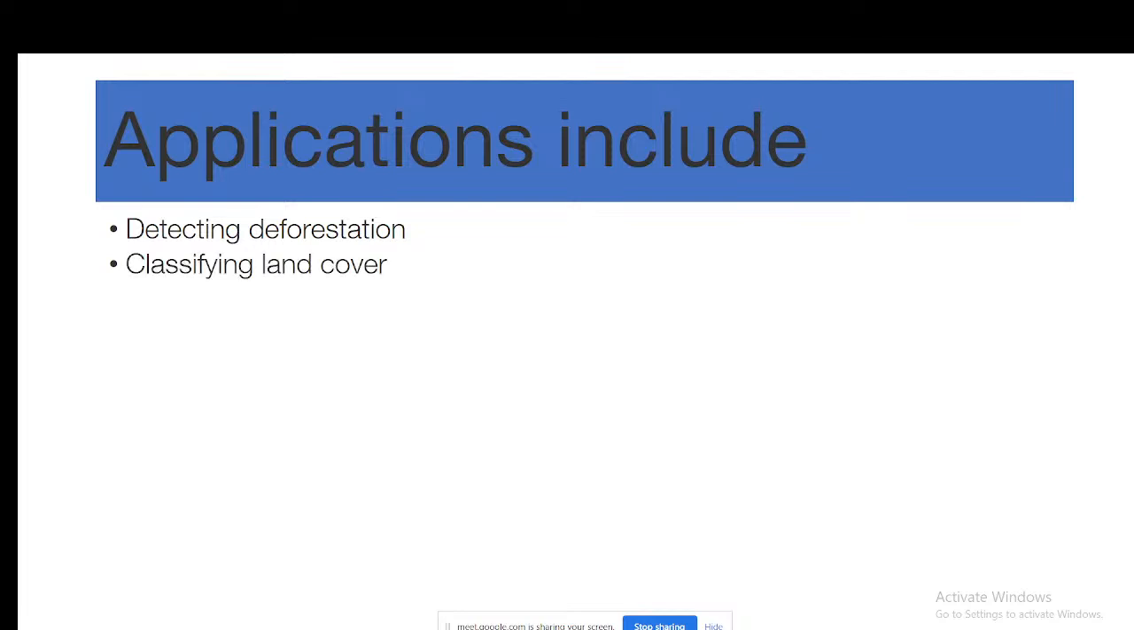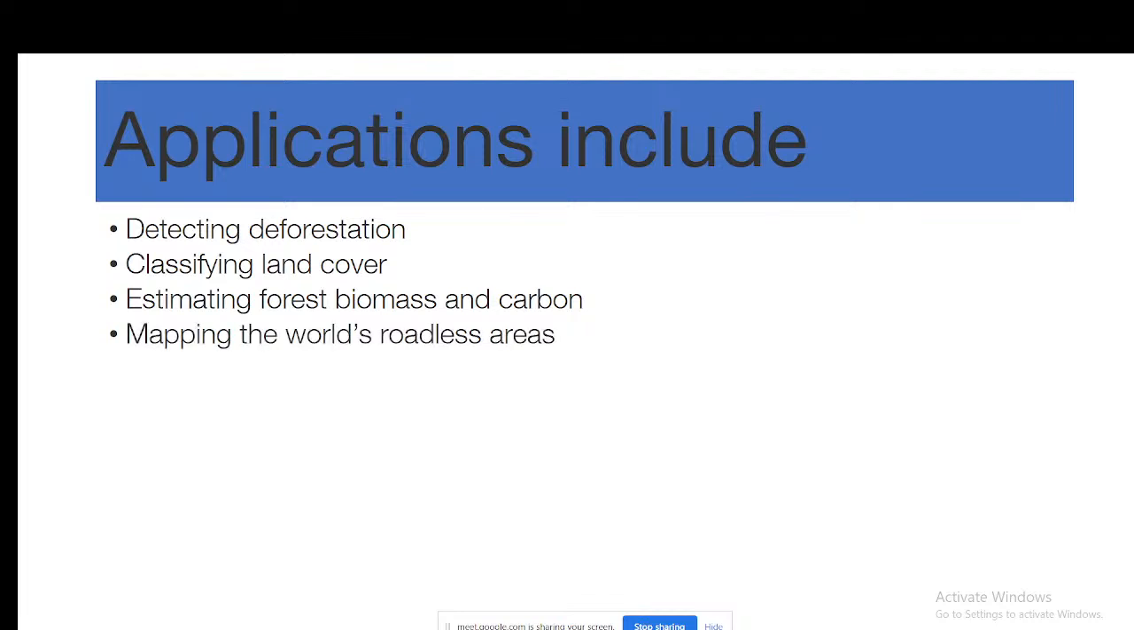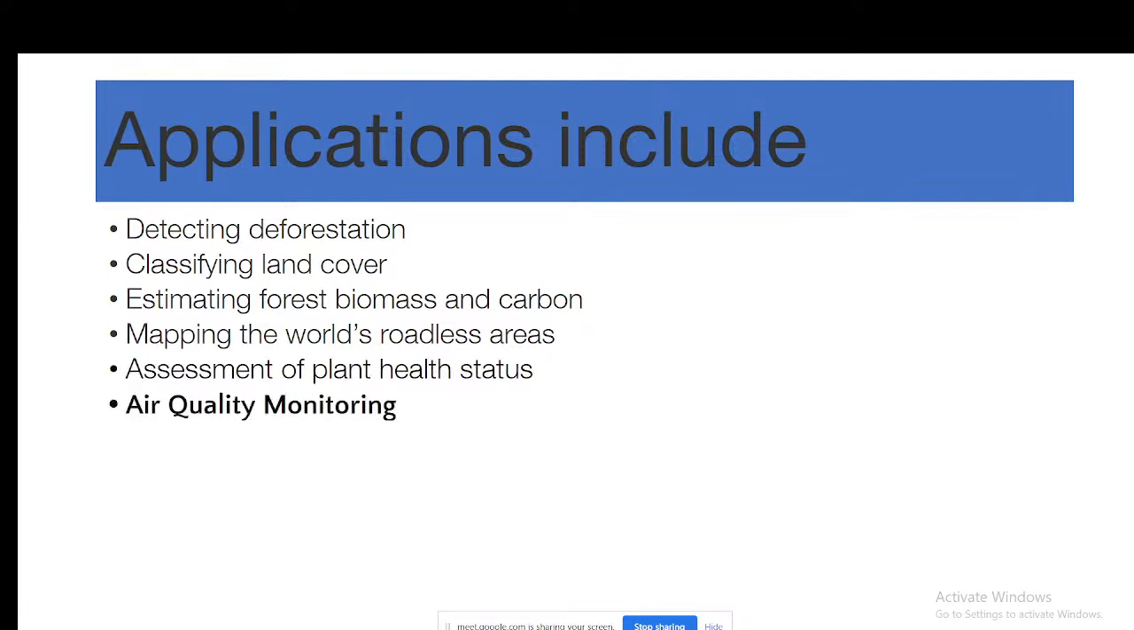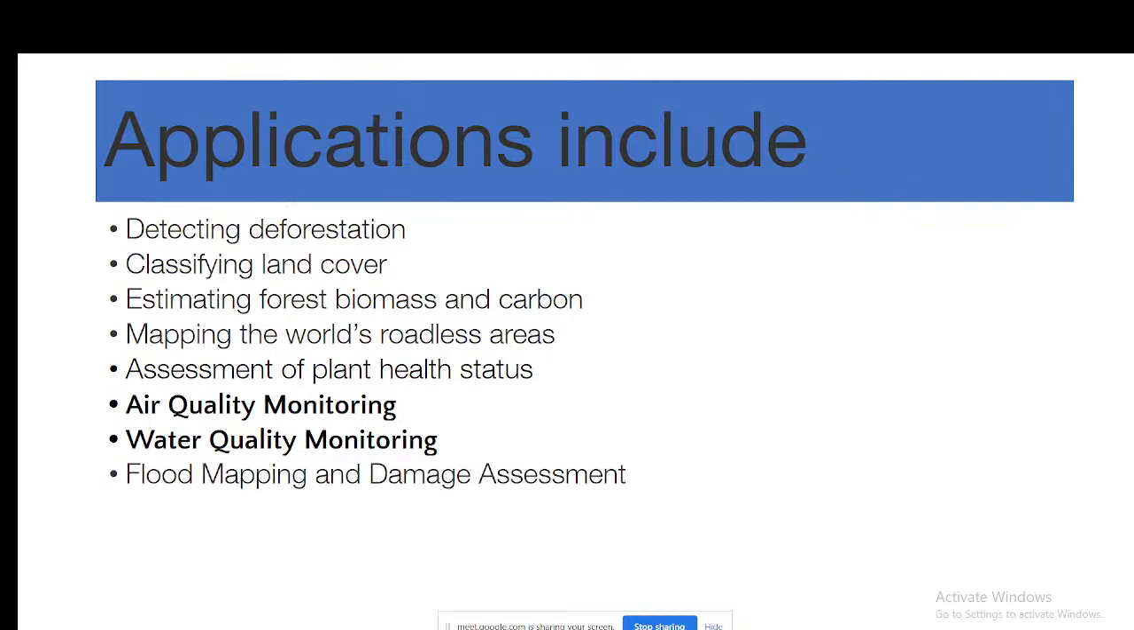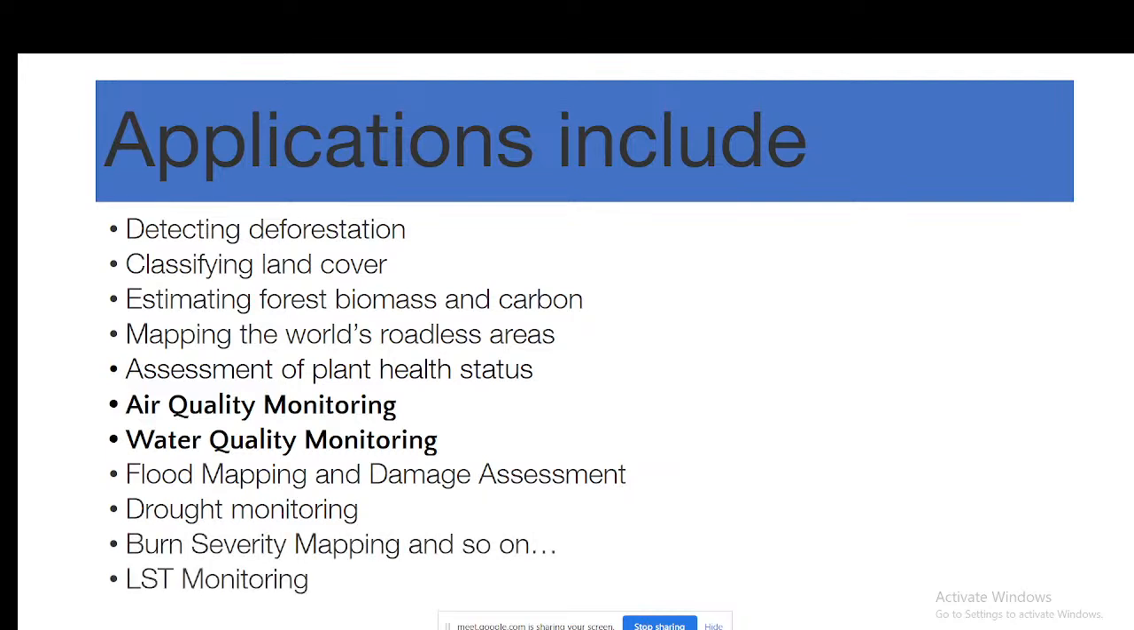We can also do it for classifying land use and land cover. We can also do it for estimating forest biomass and carbon, mapping roadless areas, assessment of plant health status, air quality monitoring, water quality monitoring, flood mapping and damage assessment, drought monitoring, burn severity mapping, and so on. We can also do land surface temperature monitoring.